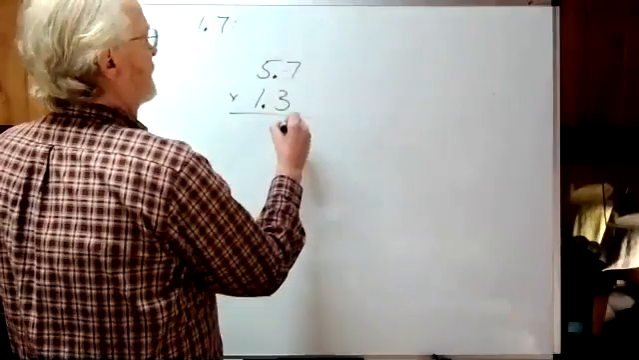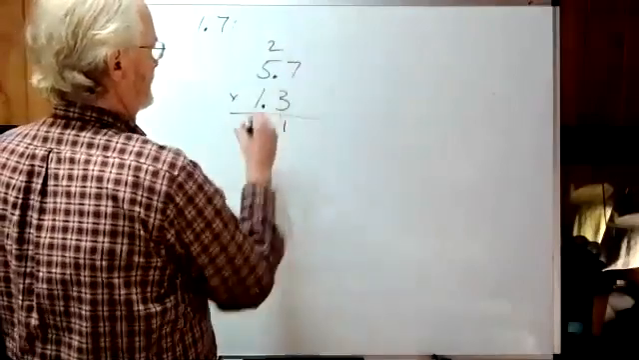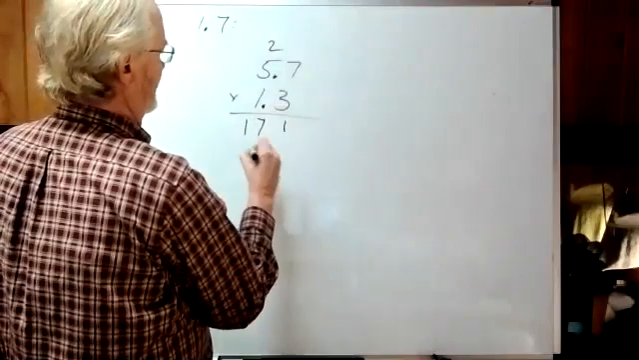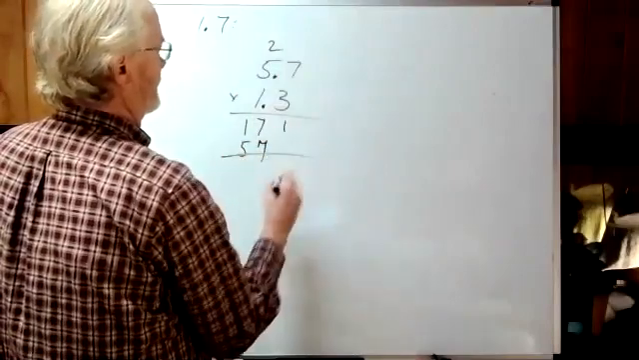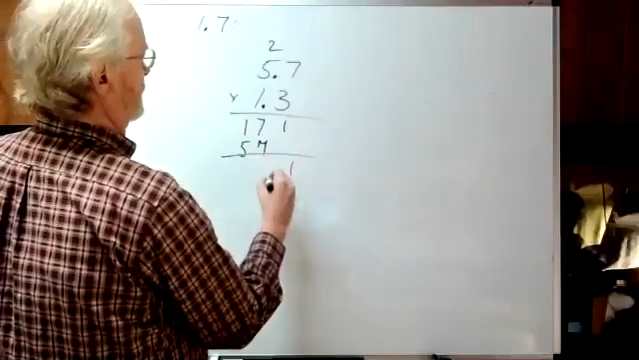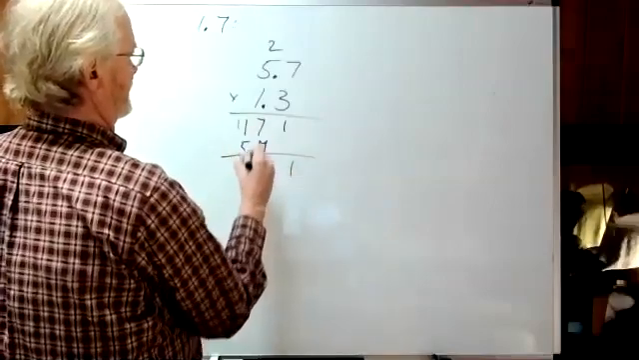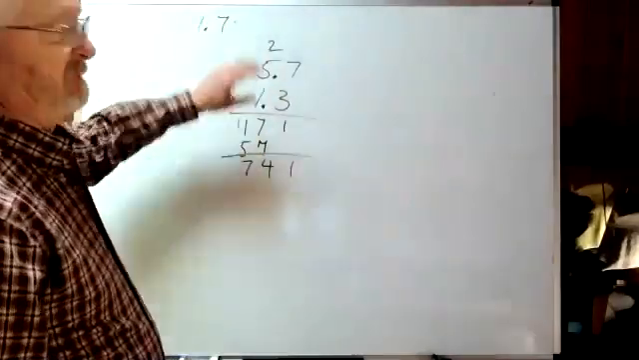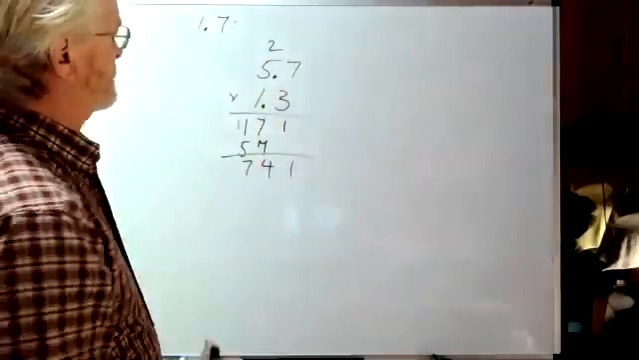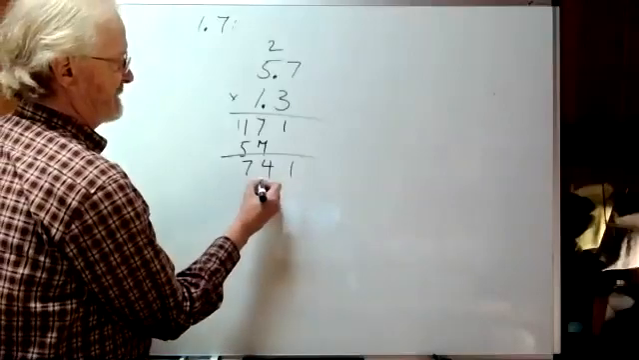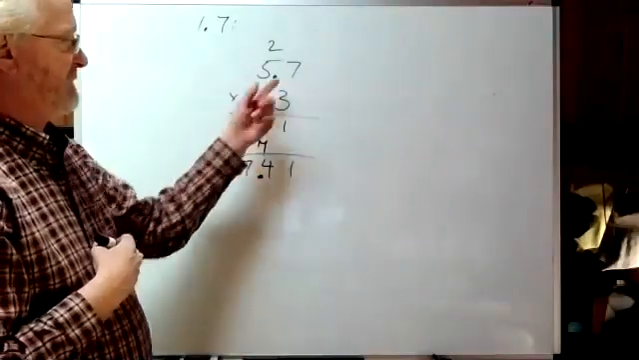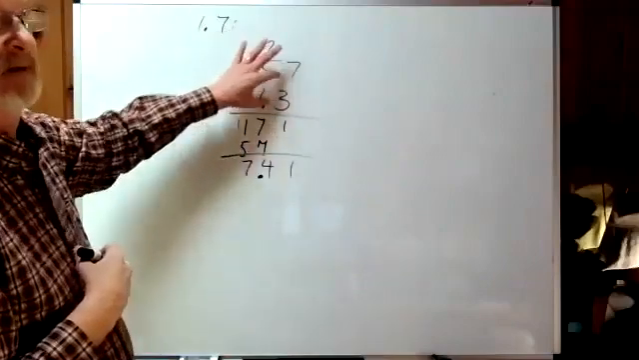3 times 7, 21, 15, 16, 17. 1 times 57. And so 1, 14, 5, 6, 7. 7, 4, 1 are my digits. And that first rule said I need 2 decimal places. So these last 2 digits are to the right of my decimal point. There's my 2 decimal places, the combined 2 places.